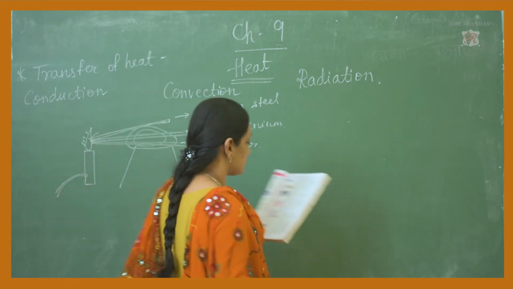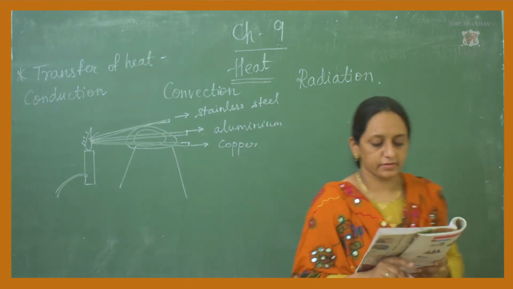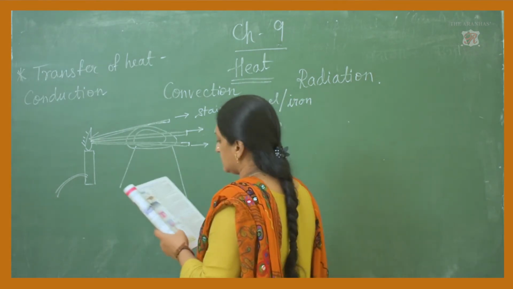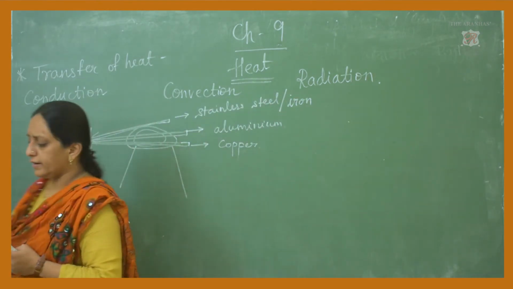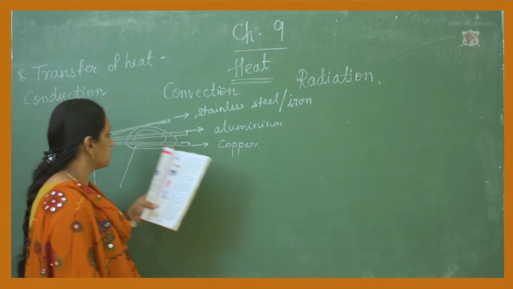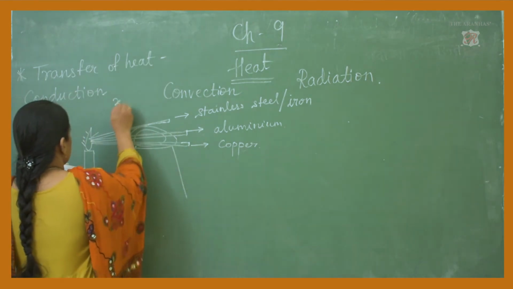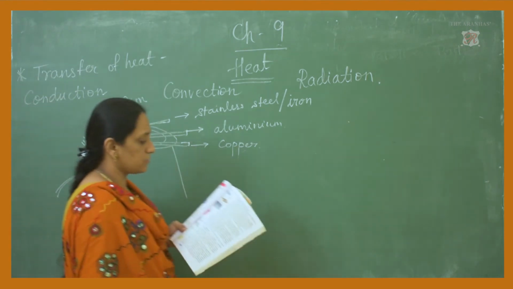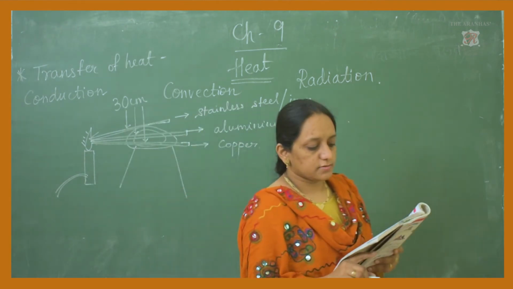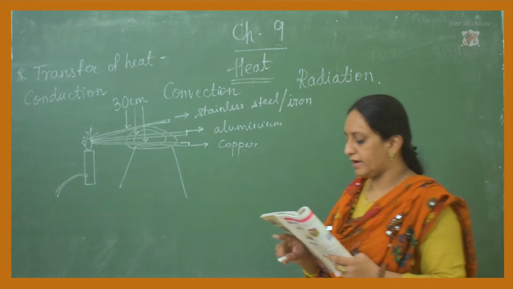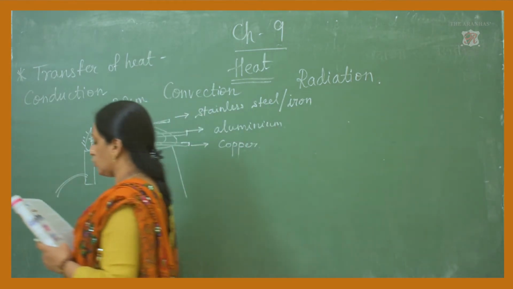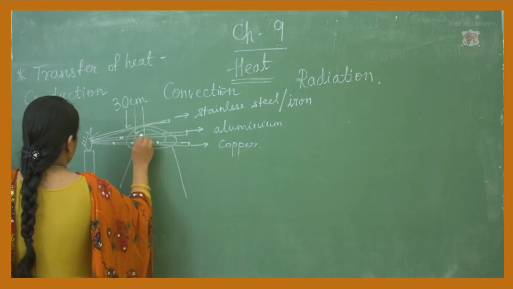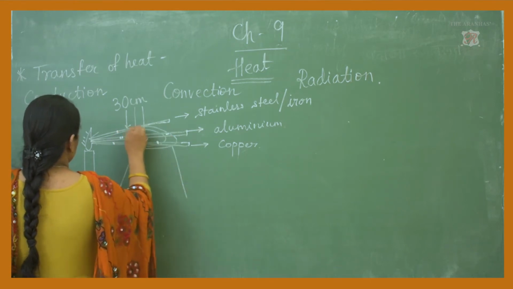And they are kept on a stand, and heat is being provided with the help of a burner. Take stainless steel or iron, any will do. Iron or stainless steel bar, copper bar and aluminium bar, each 30 centimeters long. All these 3 bars should be 30 centimeters long for this activity. Apply wax spots with the help of a candle at a distance of 2 centimeters from each other on all the 3 bars. You have to put wax of the burning candle on these 3 bars.